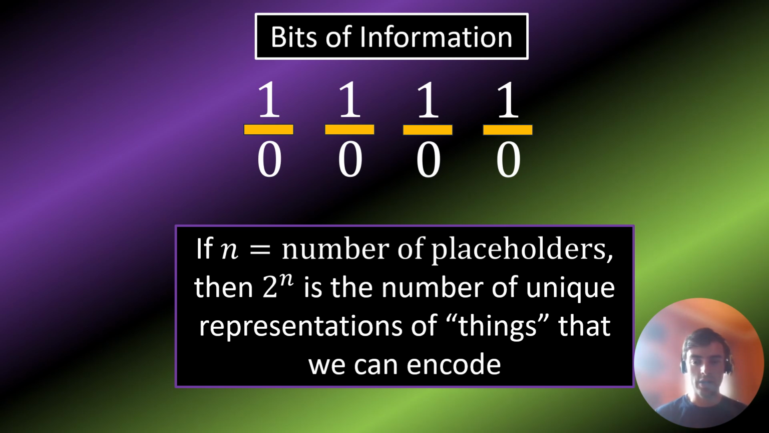Note that it doesn't have to be ones and zeros. It could be green and blue, or phone and laptop, or true or false. It could be anything that's binary. So you could represent different things with different permutations of those things in placeholders.